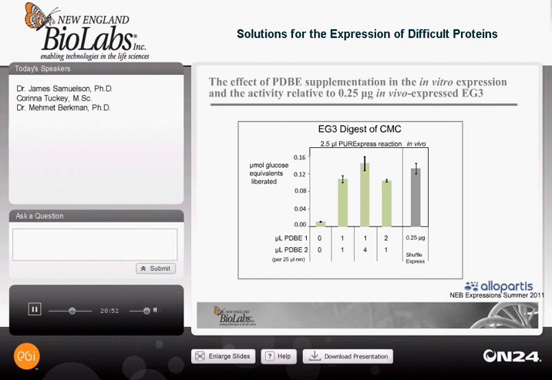And the first bar shows that if you do not add the disulfide bond enhancer to the reaction, you get a little activity, but not as much as if you add 1 microliter of the first component and 4 microliters of the second component, and that gave the best activity. And again, just to mention it, this was compared relatively to 250 nanograms of the SHuffle-expressed purified EG3.